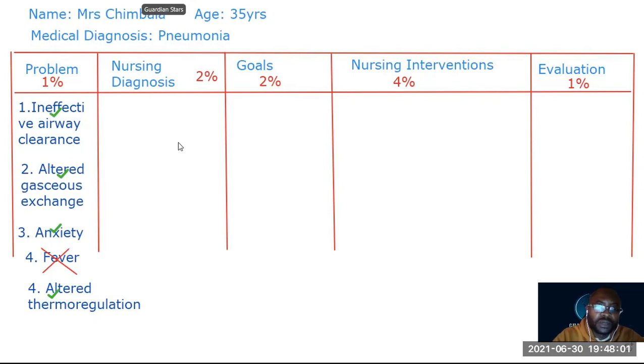Let's see how we can write the nursing diagnosis now. I'll just write the nursing diagnosis for one here, then I'll discuss this later. So let's talk about the nursing diagnosis now. How do we write the nursing diagnosis? Our first problem is ineffective airway clearance. So what is our nursing diagnosis? You have to pick the same statement that you've written there, ineffective.